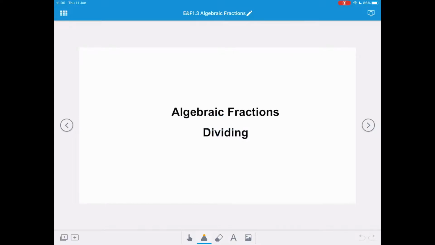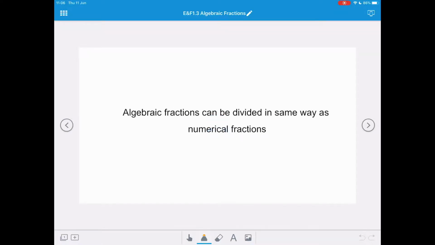So what about dividing algebraic fractions? Again, we can use exactly the same rules as dividing numerical fractions. So those are, we keep the first fraction, we change the divide sign to a multiply sign, and then we flip the second fraction. And once we've done that, we apply the rules of multiplication, multiply the numerators, multiply the denominators, and simplify where possible.